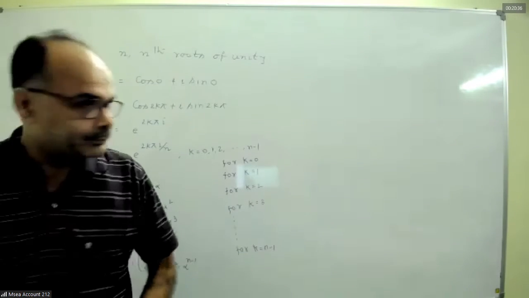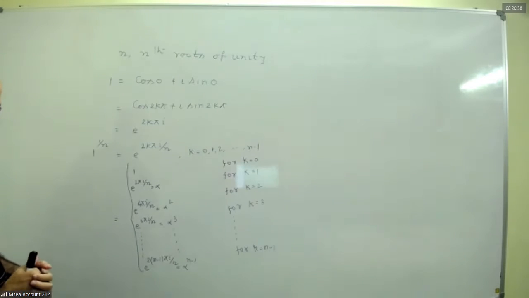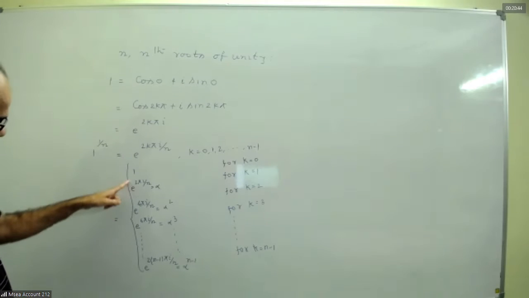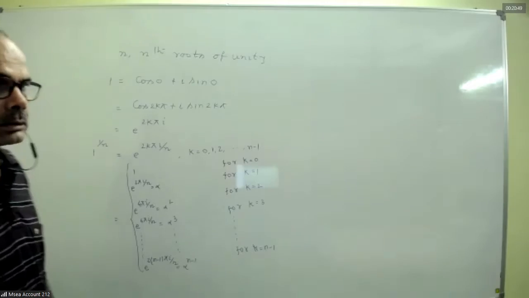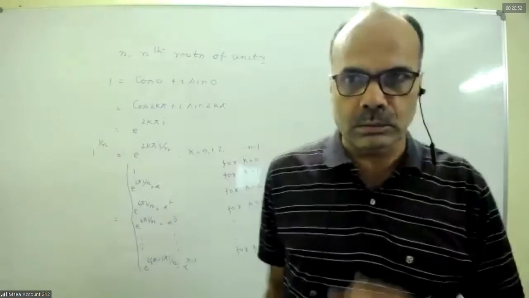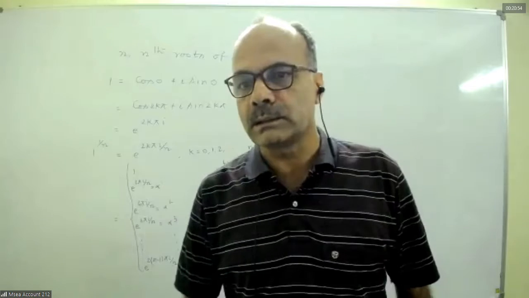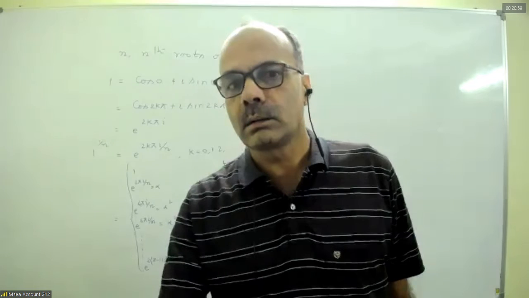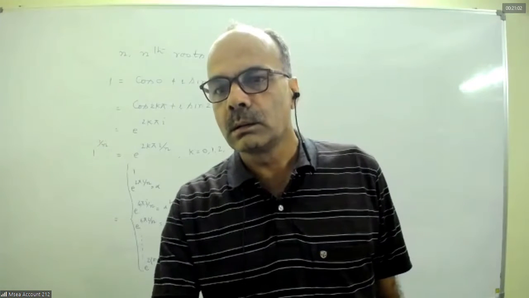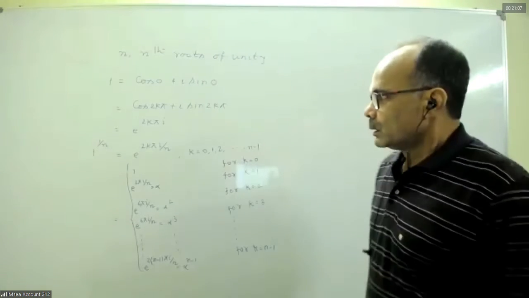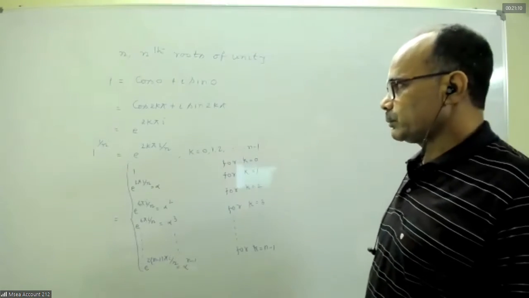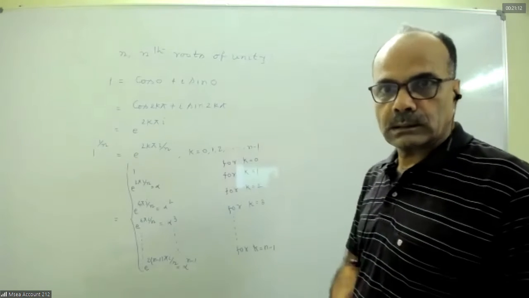Complete it. Obviously, all are in the form of e to the power I theta. The magnitude of all these n roots of unity is 1. So all the complex numbers with magnitude 1 will lie on the unit circle centered at origin.